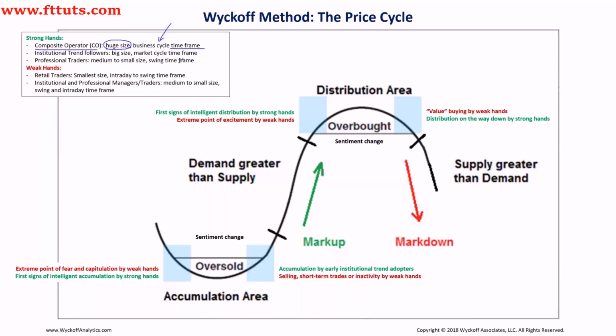Think about Warren Buffett and his average holding period for a winning or even non-winning stock. It's not a year. It's not 2 years. It's not 5 years. It's a decade or two. I mean, some of the holdings that he has had throughout his career have been there for a long, long time. So this is the trait and the characteristic of the composite operator.